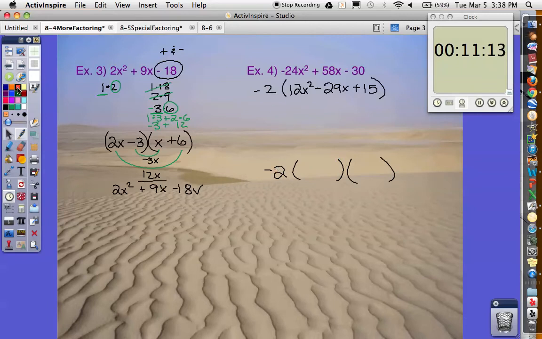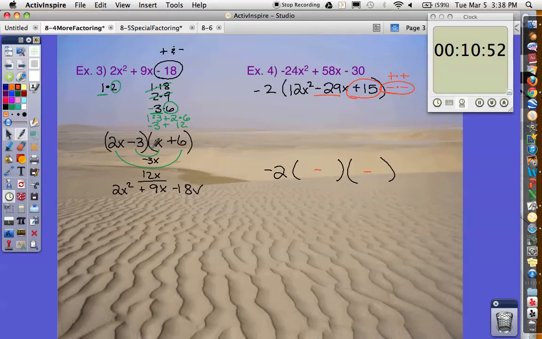Take a look at that last term. The last term is positive, so you know they're either both positive or both negative. Well, if the middle term is negative, they must both be negative. Because we know the signs match, you can fill them in. If we don't know the signs match, like here where they were one of each, don't fill them in until last.